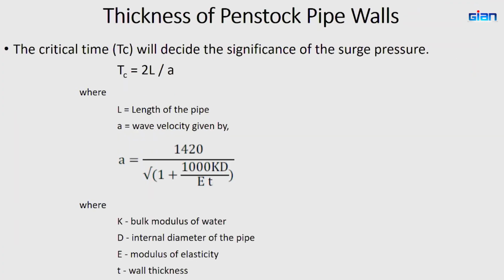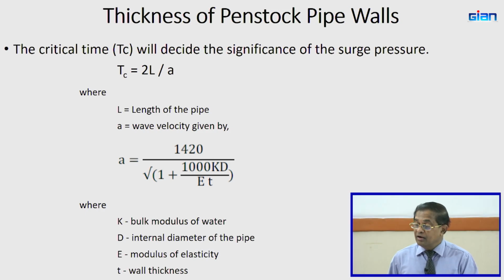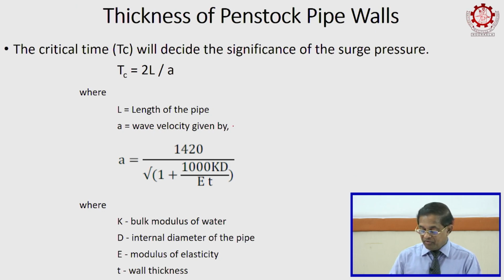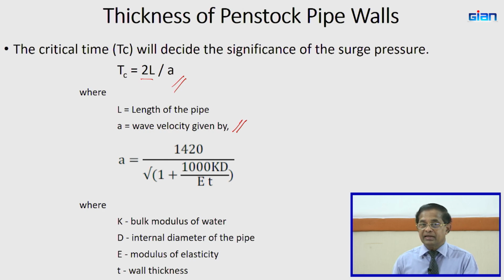In deciding the surge pressure, we have to calculate the wave velocity of the surge and the critical time. The critical time is given by 2 into length divided by the wave velocity. The critical time is the important one. You must avoid closing your valves faster than that. If you do it in a shorter time than the critical time, you will have more surge pressure.